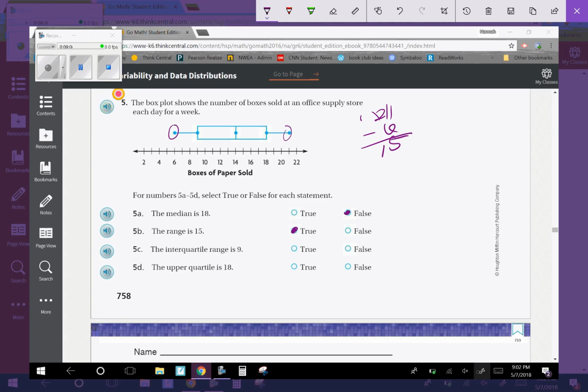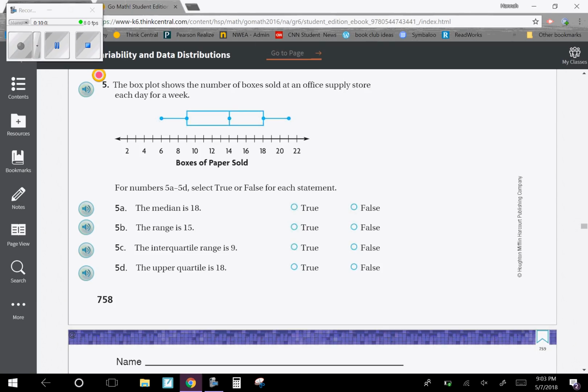The interquartile range is 9. To find the interquartile range, I take my upper quartile minus my lower quartile. So I need to take 18 minus 9, which is going to be 9. So that is true. And the upper quartile is 18. We just solved that already because that's what that far side of the box means, is the upper quartile. So that is also true.